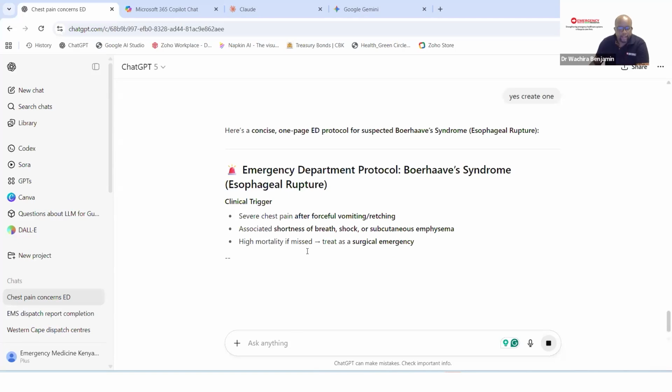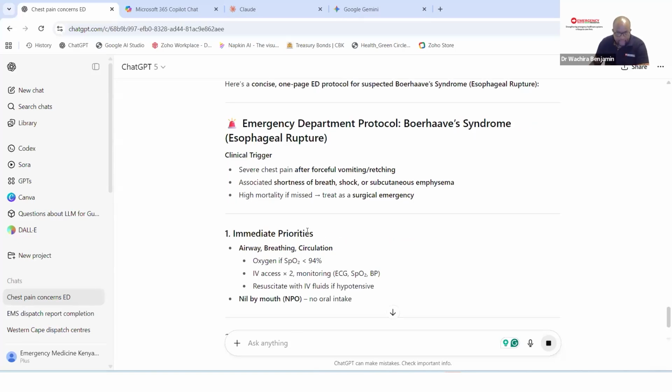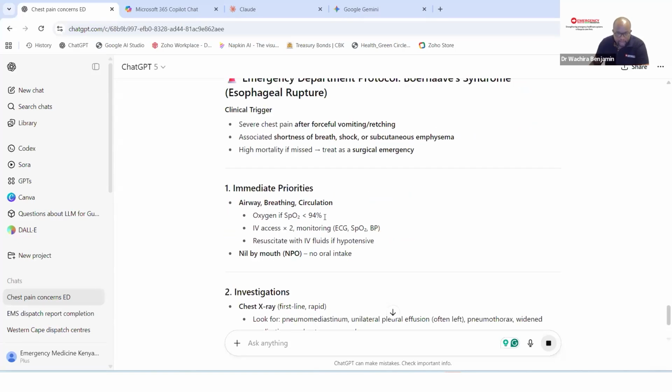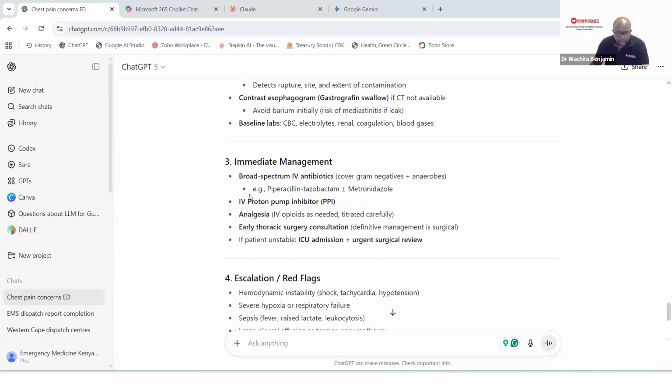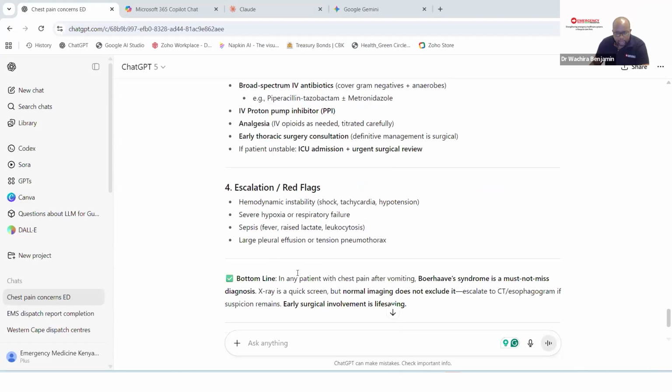Okay. There's your clinical trigger. So we need to get oxygen. If SATs are above 94, give IV access, resuscitation fluids, check pulse, chest X-ray for pneumomediastinum, pneumothorax, subcutaneous emphysema, other CT chest with contrast and different labs, immediate management, red flags, bottom line.